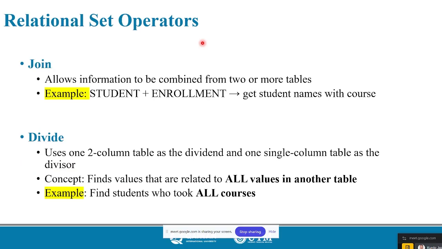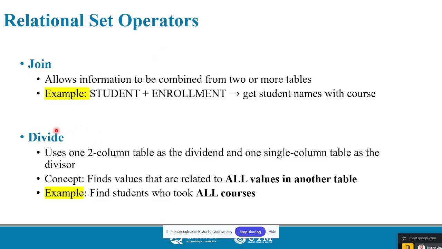Now join. If we want to join tables, it allows information to be combined from 2 or more tables. It is not only 2. We can have a join between 3 or 4 tables. For example, we have student plus enrollment to get the student name with the course. Now, it is not only this. You can also have student, enrollment, faculty, and for example, finance to get the names of those students that have, for example, this course and didn't pay for the course. We can only have this feature if we use join, if we join two or three or more tables.